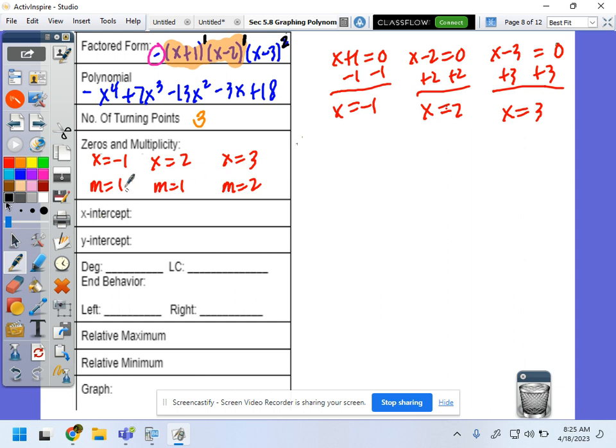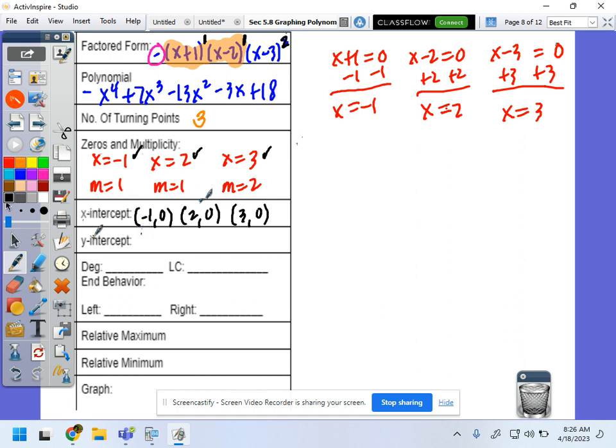Good. X-intercept, you can get the x-intercepts from the zeros. Since that's negative 1, this will be negative 1 comma 0. That's 2 there, so this will be 2 comma 0. That's 3 there, so this is 3 comma 0. We good with that?